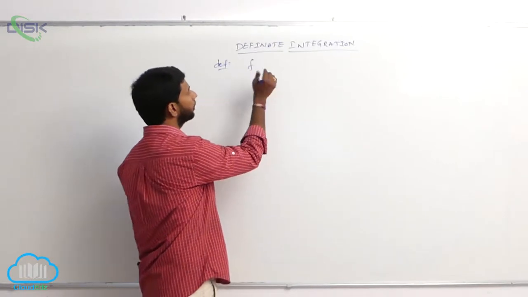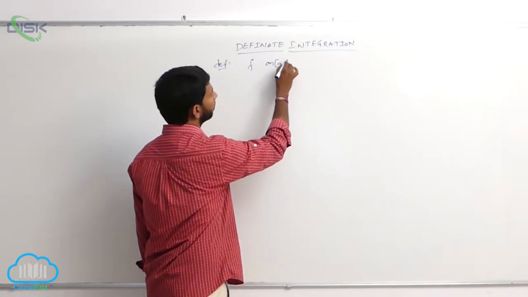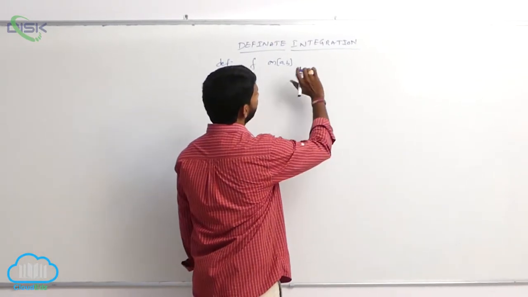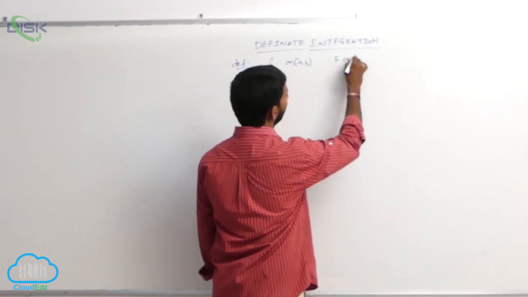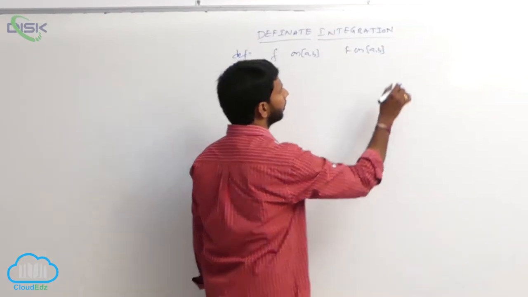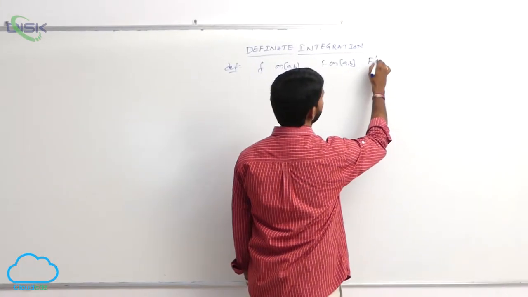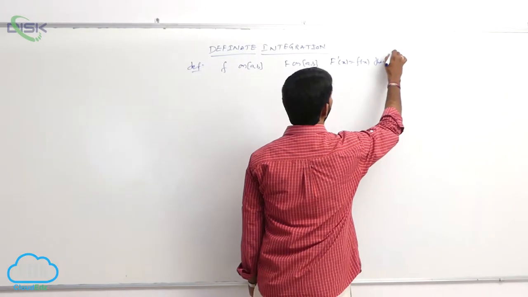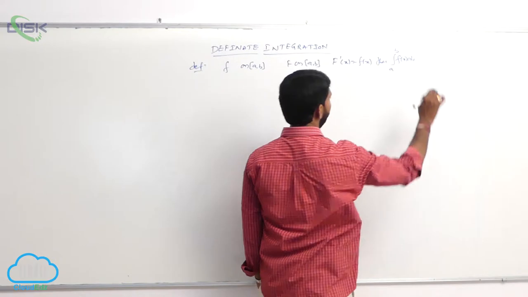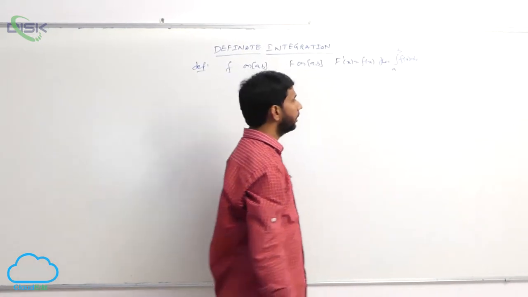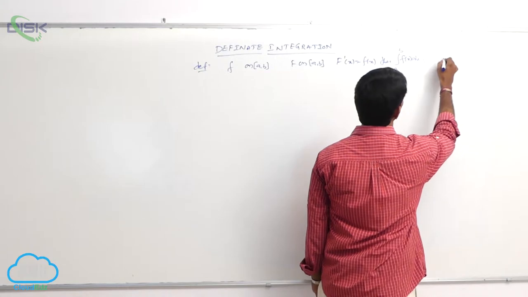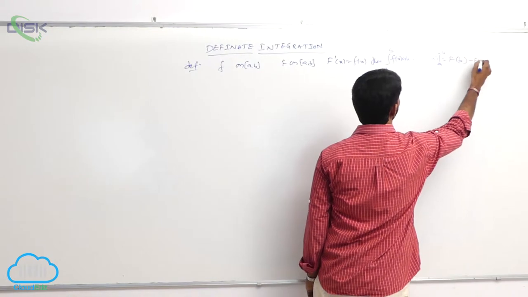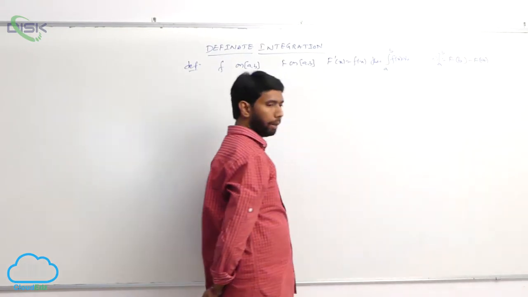Let f be an integrable function on the closed interval [a, b], and let F be a differentiable function on the closed interval [a, b] such that F'(x) = f(x). Then the integral from a to b of f(x) dx is equal to F(x) over the limits a to b, that is F(b) minus F(a).